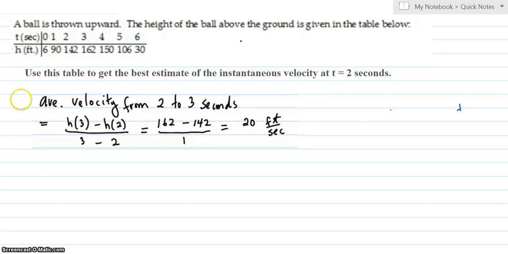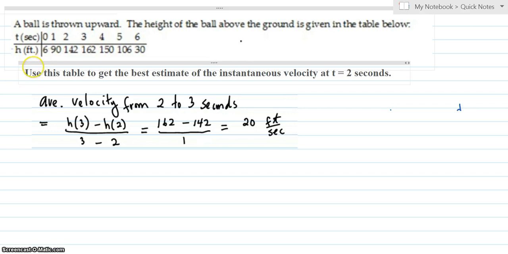Hello, this example is from the last video about a ball being thrown upward. If you remember from the last video, the height of the ball above the ground was given by the table below. This is the same table as the last video. In this video, we're going to use this table to get the best estimate of the instantaneous velocity at t equals 2 seconds.